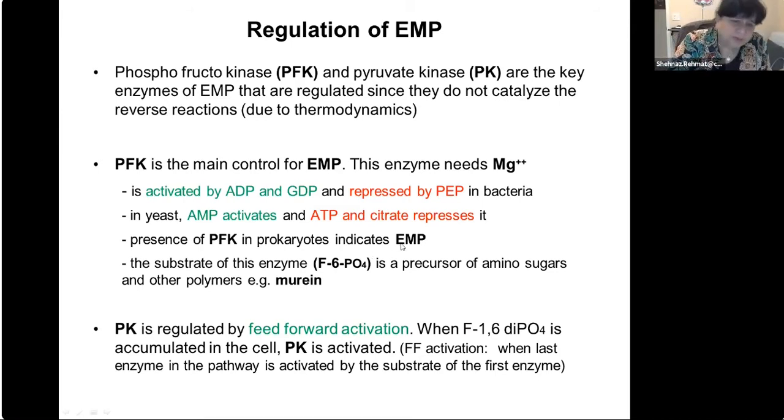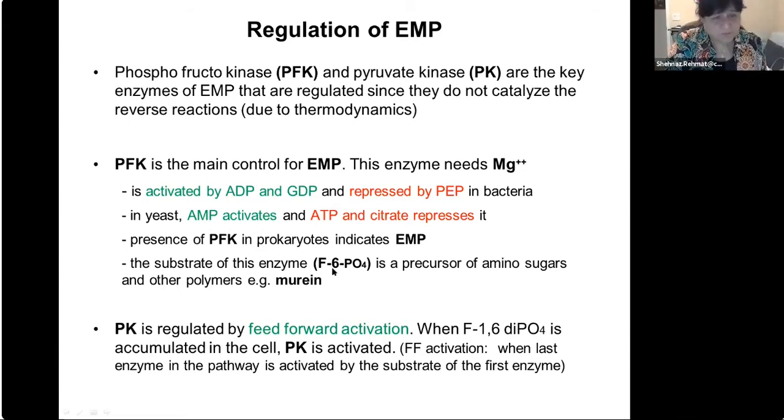Whenever you are trying to find out if your bacterium is using EMP or not, you look for this enzyme. If you can detect this enzyme in that bacterium, PFK, you know that this bacterium is using the Embden-Meyerhof pathway. So this is definitely an indicator to detect EMP occurring in any cell.